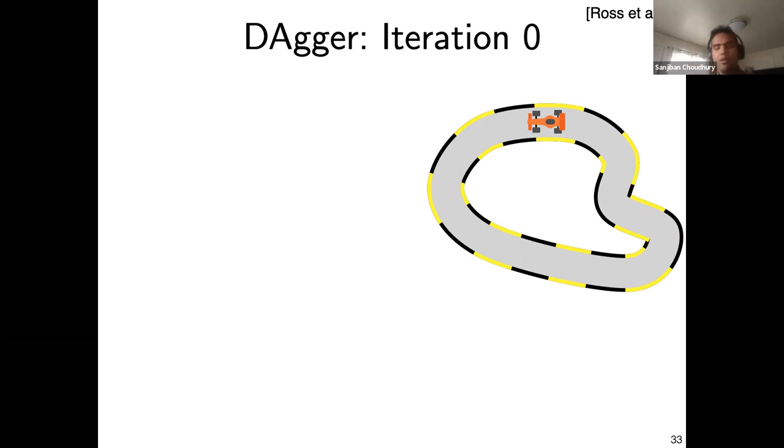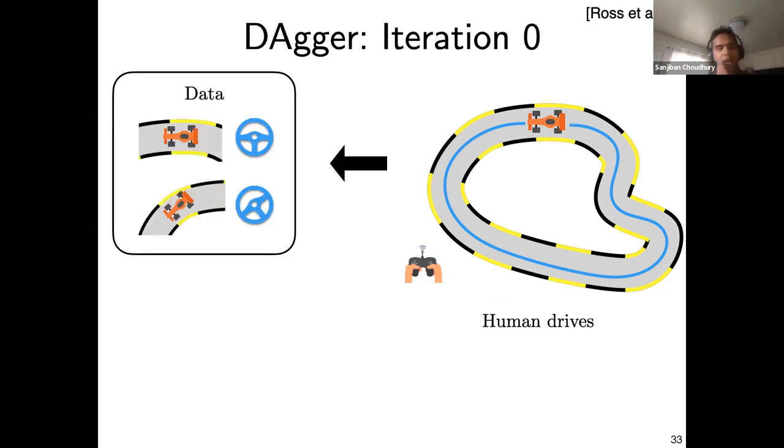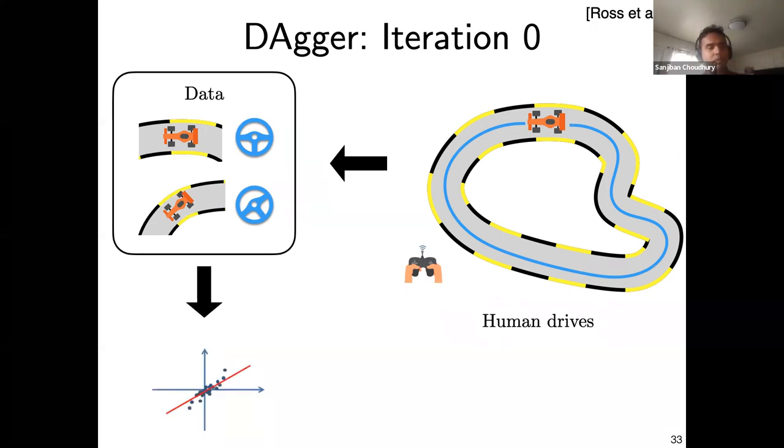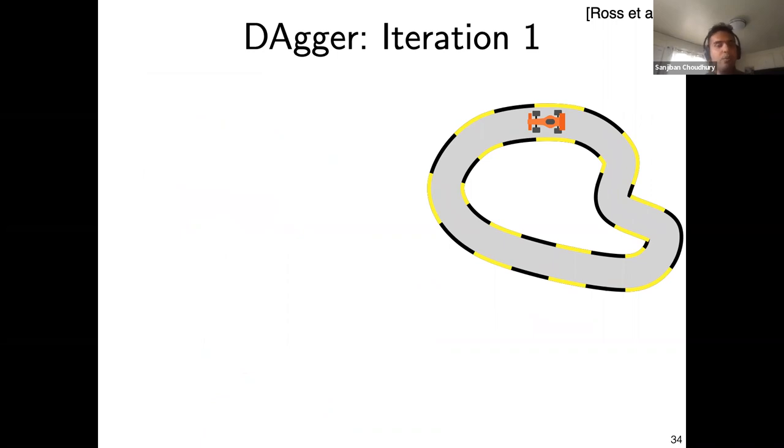So in iteration zero, we ask the human to drive the robot. Okay, and so we collect this perfect driving example where the robot's right in the middle of the track. We then take this data. So think of data as pairs of state and actions, right? And we train our favorite model. And we get a policy, why not? Okay, maybe this policy is really bad, right?